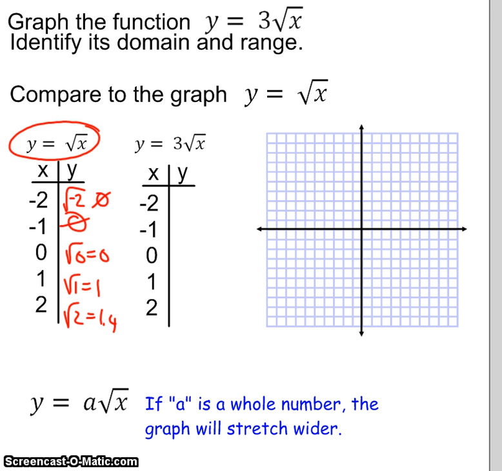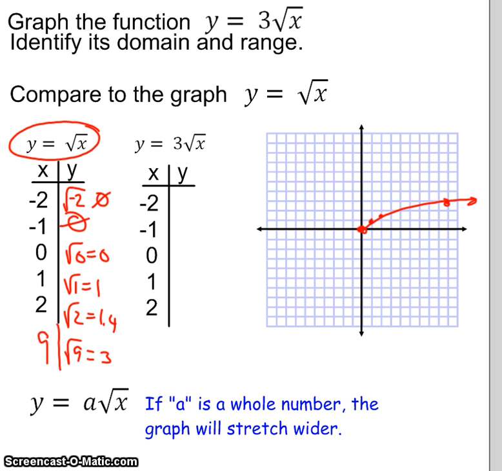I'm going to add another number to the input. Let's use 9. The square root of 9 is equal to 3. So if I plot these four ordered pairs, (0, 0), (1, 1), (2, 1.4), and (9, 3), I will get a graph that looks like a sideways parabola, but it's only half of it.